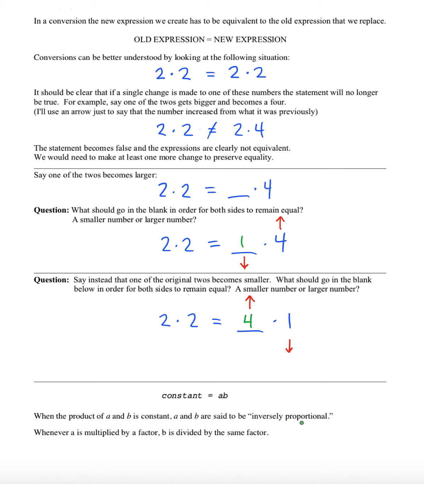This is an example of a constant being equal to a product of A times B, where A and B are called inversely proportional. Whenever A is multiplied by a particular factor, B would be divided by that same factor. As we'll see, this is a concept that will be common in conversions.